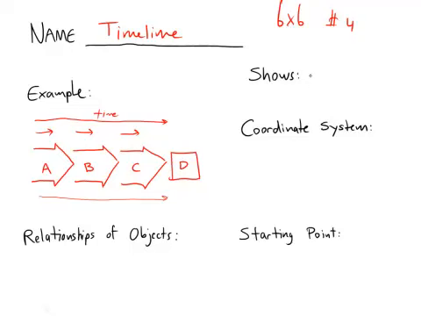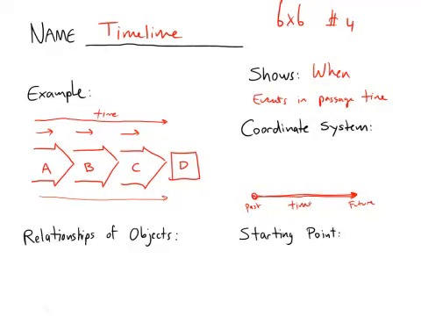So what, of course, does a timeline show? Well, it shows when. More specifically, it shows the events in the passage of time. This happened, then that happened, then this other thing happened. The coordinate system that we use is a simple one, and it almost always goes the same way. It's kind of a two-dimensional coordinate system. It starts here, which is the past, and it moves this way, which is the future. And the thing that we're showing on our coordinate system is, of course, time.